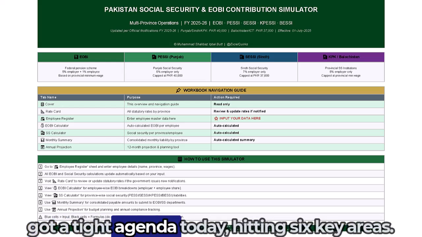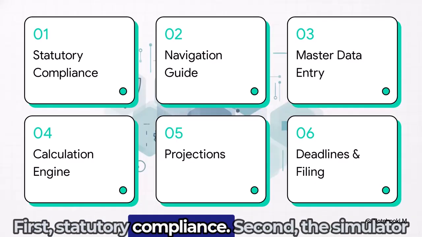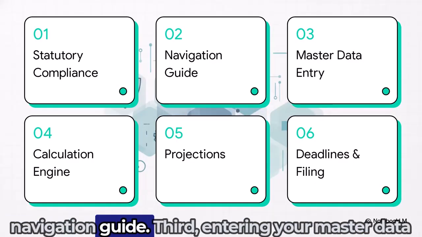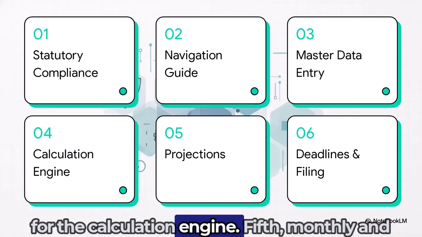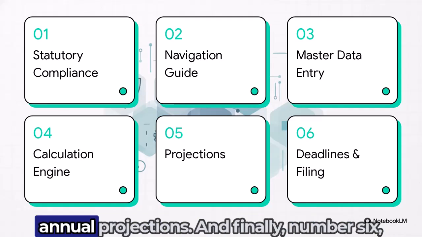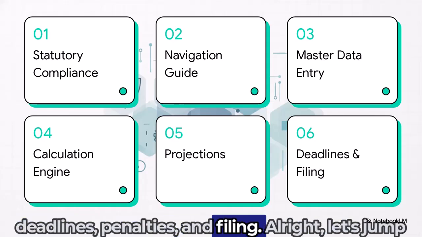We've got a tight agenda today, hitting 6 key areas. First, statutory compliance. Second, the simulator navigation guide. Third, entering your master data. Fourth, the calculation engine. Fifth, monthly and annual projections. And finally, number 6, deadlines, penalties, and filing.